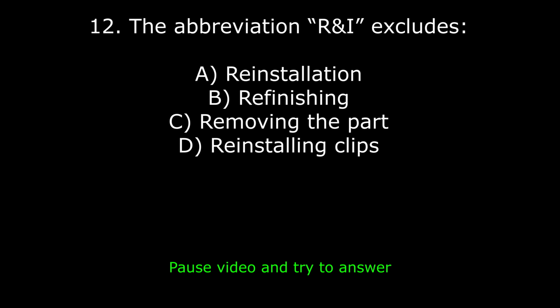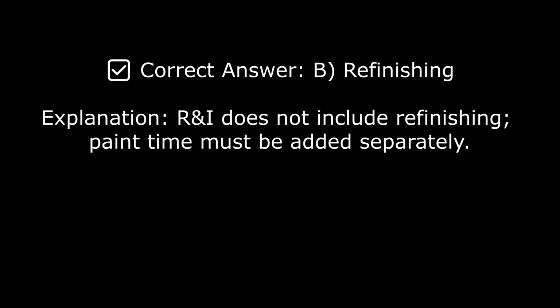12. The abbreviation R&I excludes A, reinstallation, B, refinishing, C, removing the part, D, reinstalling clips. Correct answer, B, refinishing. Explanation: R&I does not include refinishing. Paint time must be added separately.